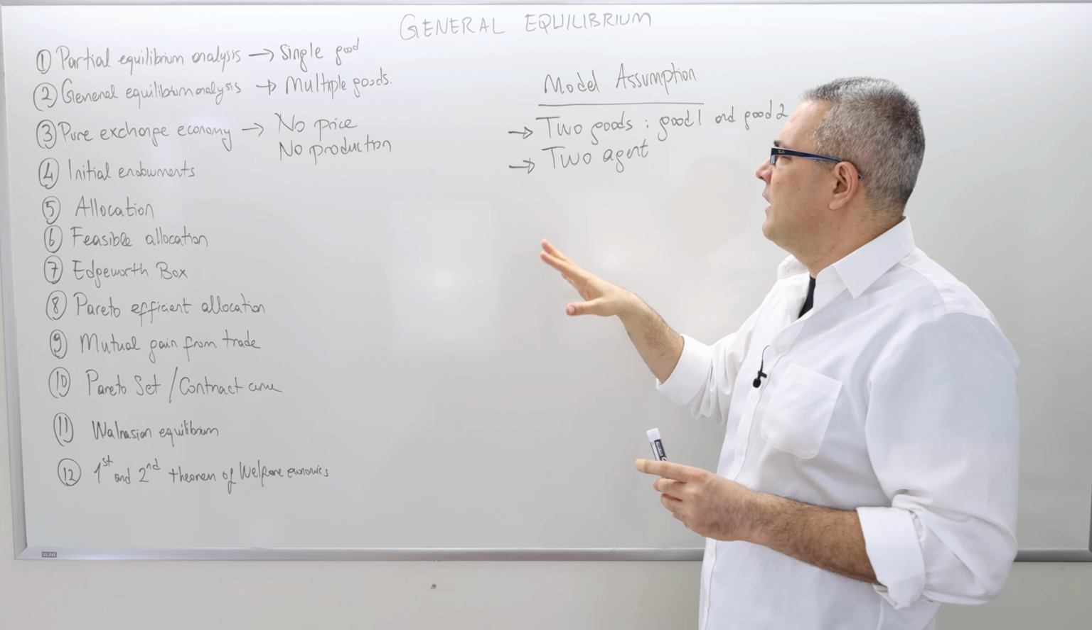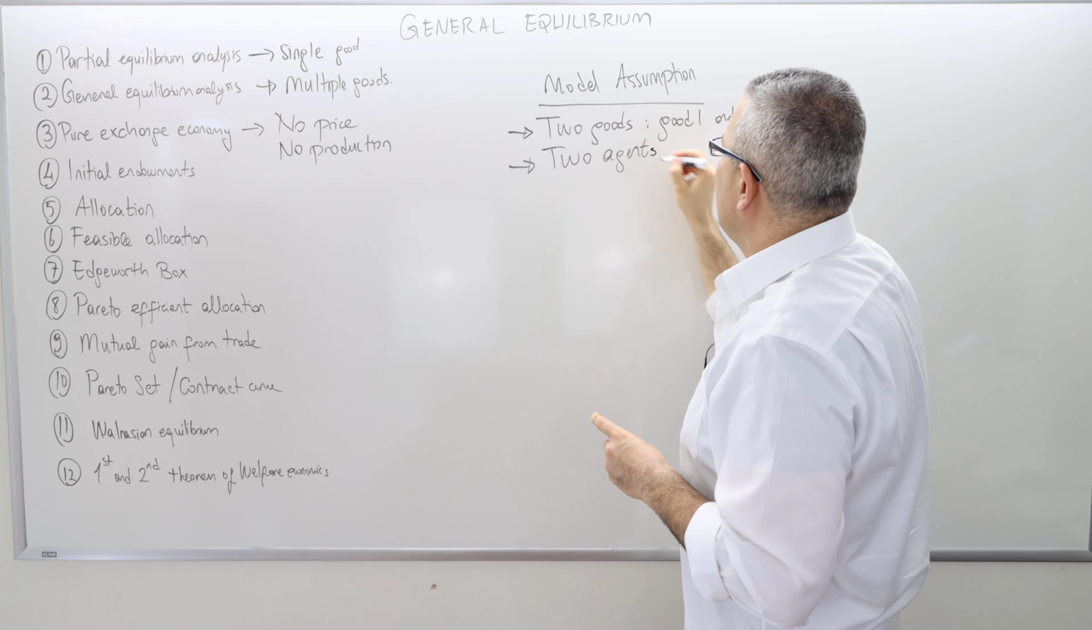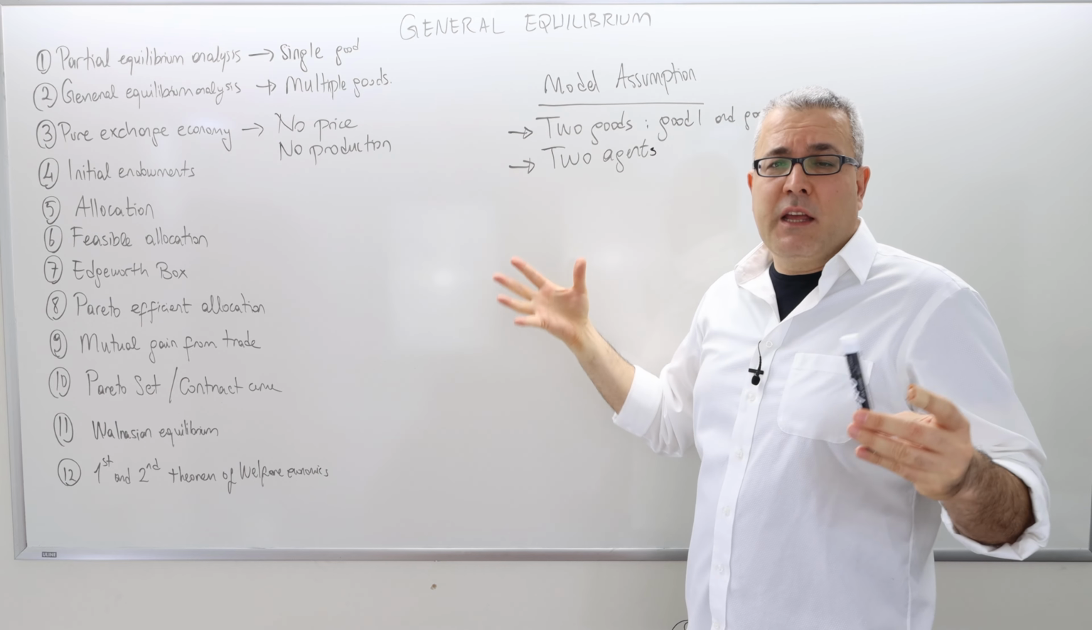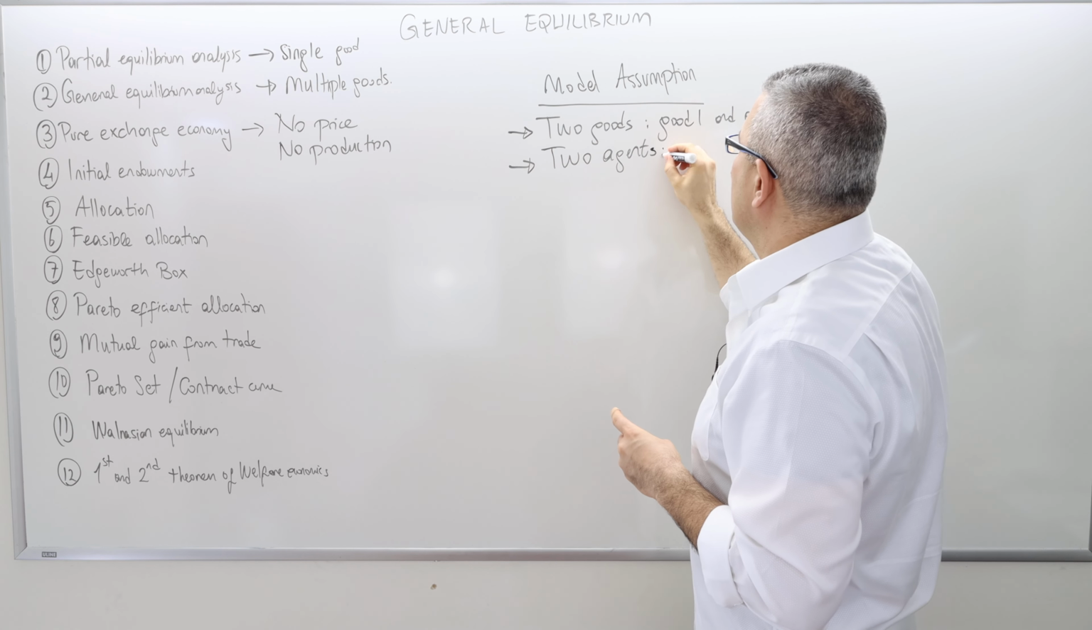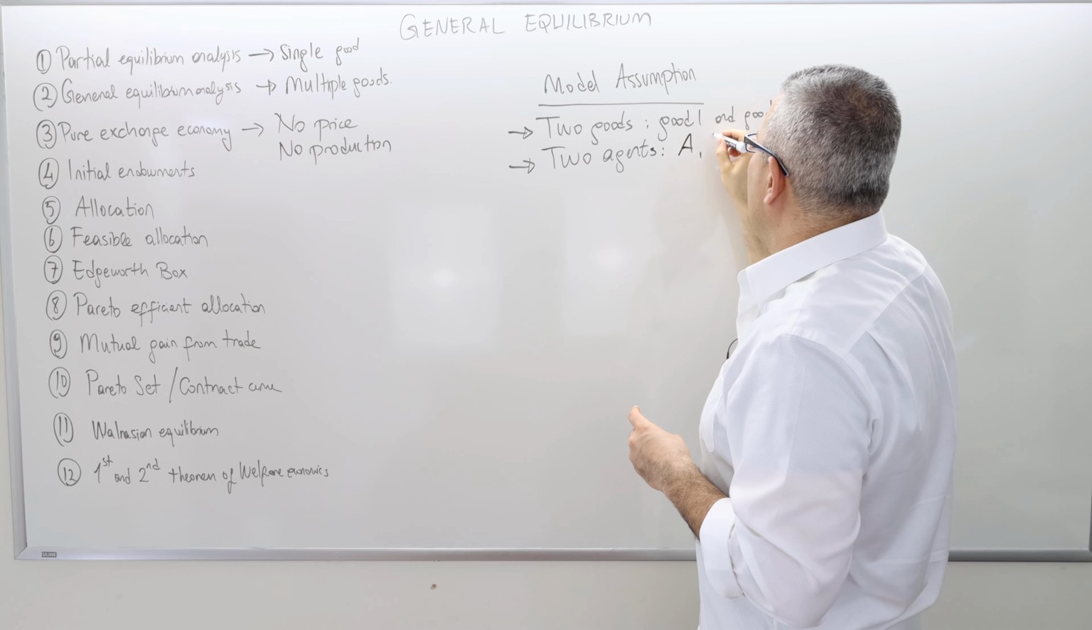So what we assume is that there are two agents. There could be multiple agents, more than two, obviously, but for the simplest case there are going to be two agents. We're going to call them agent A and agent B.